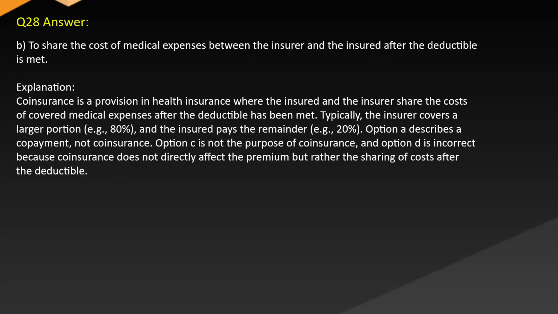Answer B. To share the cost of medical expenses between the insurer and the insured after the deductible is met. Explanation. Coinsurance is a provision in health insurance where the insured and the insurer share the costs of covered medical expenses after the deductible has been met. Typically, the insurer covers a larger portion, e.g., 80%, and the insured pays the remainder, e.g., 20%. Option A describes a copayment, not coinsurance. Option C is not the purpose of coinsurance, and option D is incorrect because coinsurance does not directly affect the premium but rather the sharing of costs after the deductible.